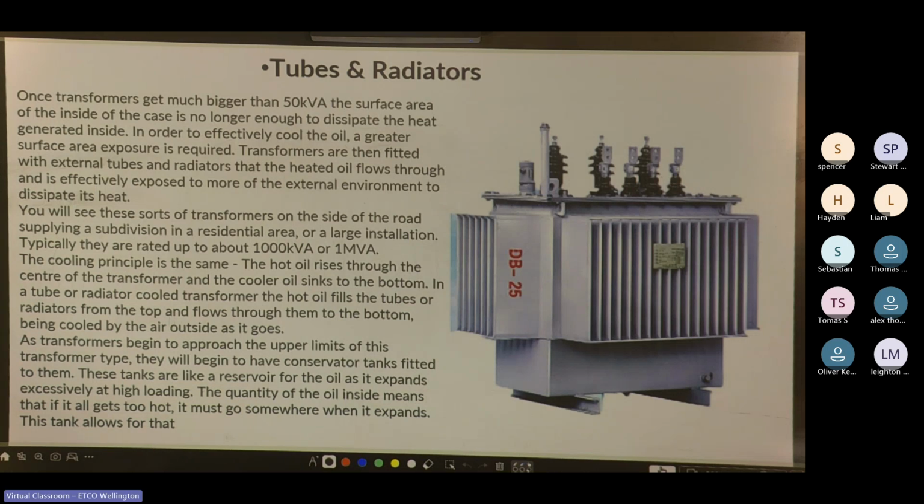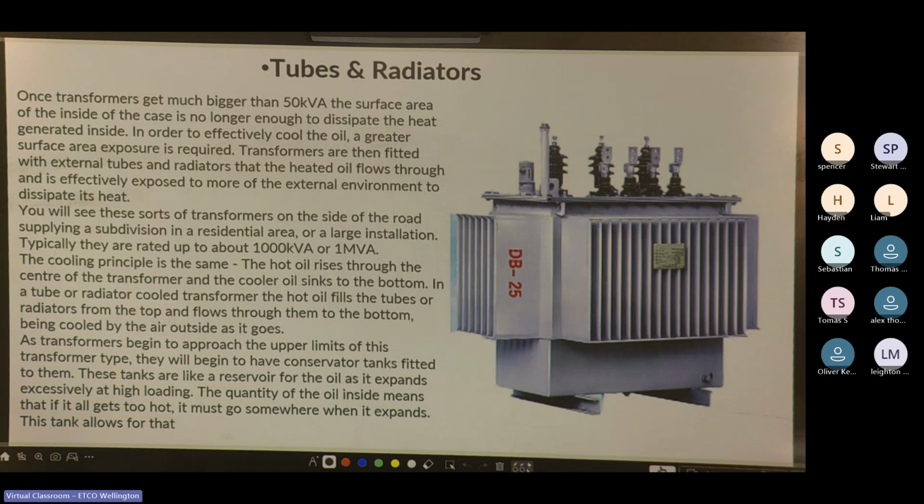You'll see these sort of transformers on the side of the road supplying a subdivision in a residential area or a large installation like a supermarket or a shopping mall. Yeah, big green monsters with fins on the side. Usually they've only got fins on one side. Typically they're rated up to about 1,000 kVA or 1 MVA, 1 mega VA. The cooling principle is the same.